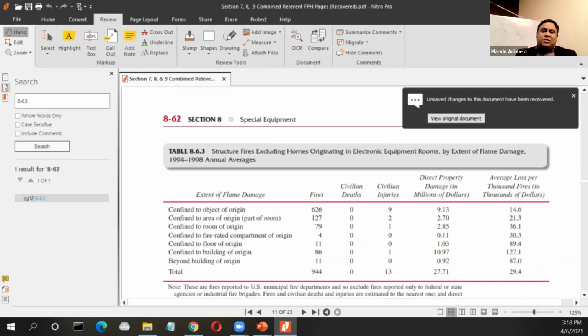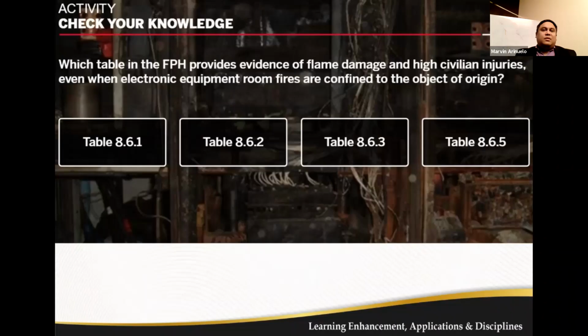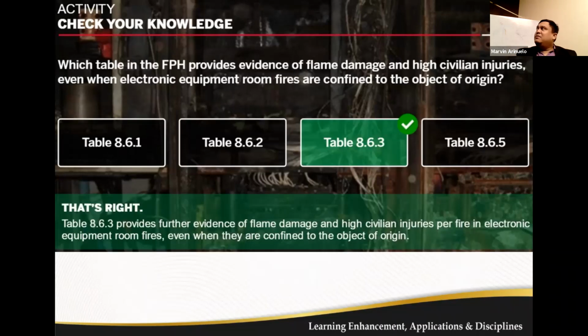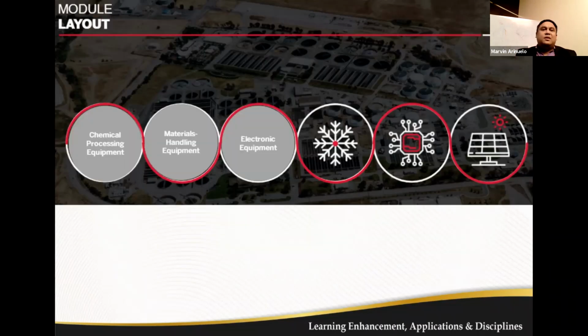So if you go back to the question, to provide evidence of flame damage and high civilian injury when electronic equipment room fires are confined, that is table 8.6.3. It gives the evidence of flame damage and high civilian injury per fire in electronic equipment room fires, even when they are confined to the object of origin.